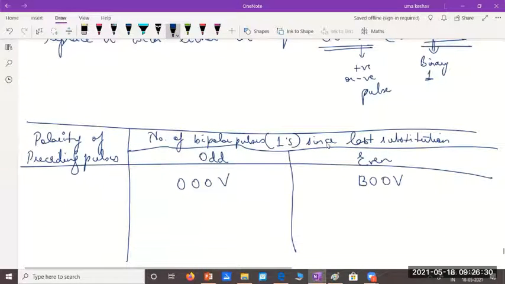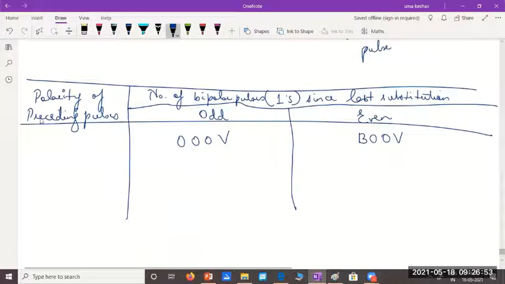So when should I replace it with 000V? When the number of ones after the last substitution have been odd. We have to count how many ones have occurred. Okay, we'll see an example. You'll follow much better. And if the number of ones which are counted are odd, then I'll replace it with this pattern. If the number of ones have been even, then I'll replace it with this pattern.